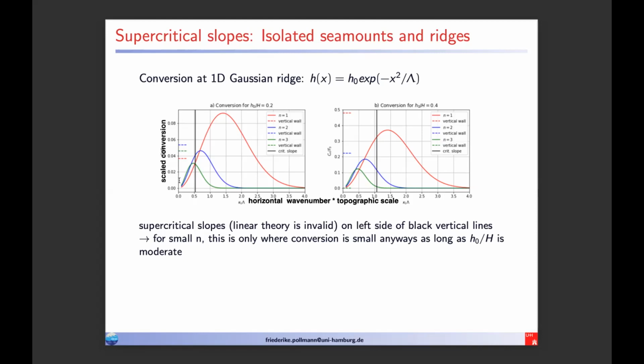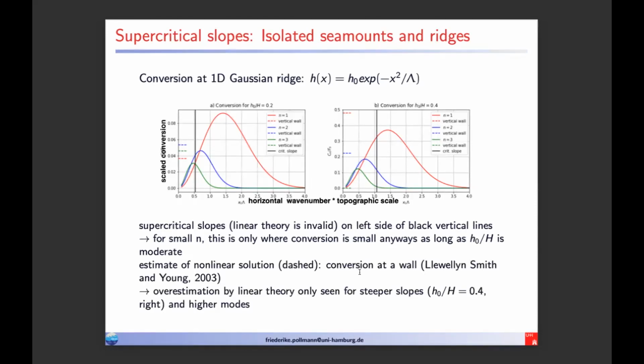Now what you can see is that for the first mode, the bulk of the conversion is where linear theory is actually valid. But as the topography becomes steeper and steeper, this black line moves to the right, meaning that more and more of the conversion will be in the regime where linear theory breaks down. But as long as the slopes are not too steep, for the low modes, this supercriticality is not really an issue. There are no analytical solutions for the nonlinear case, but there are some estimates for idealized topography, and we can look at them to get an idea of what the true solution is to the left of these black lines, where linear theory breaks down.